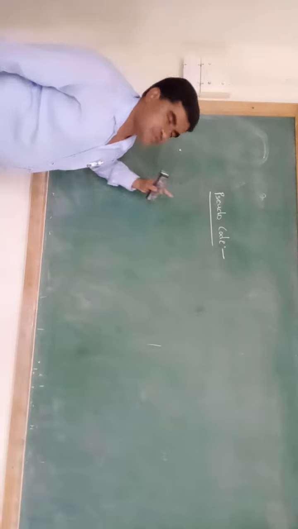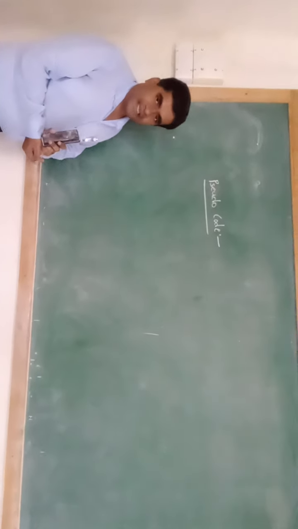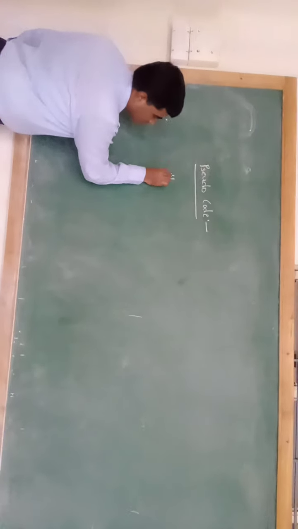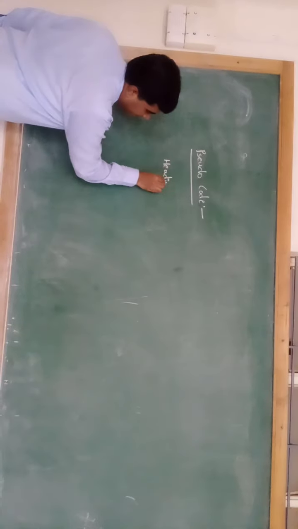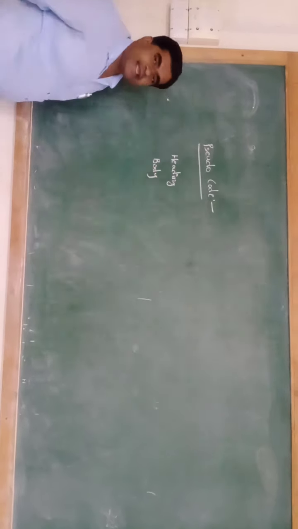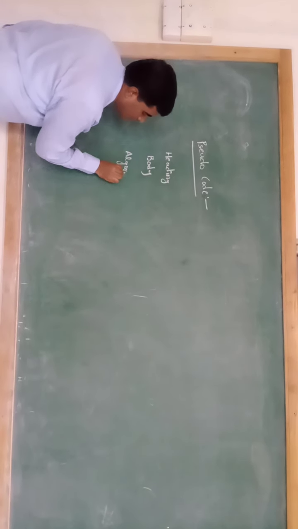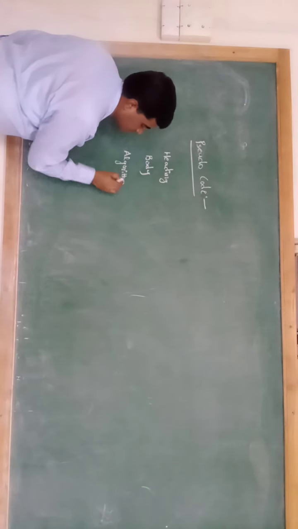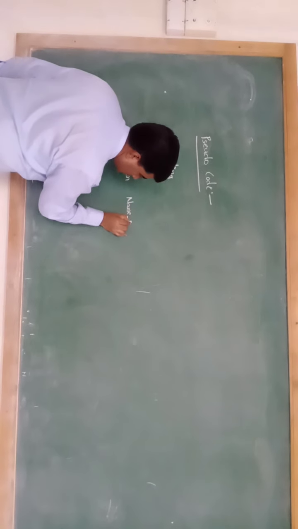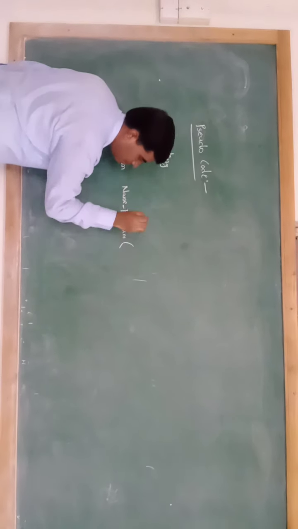So what are the steps involved in pseudocode? First, whatever algorithm we are taking, an algorithm consists of a heading and a body. Again, the heading consists of the name of the procedure and the parameter list.